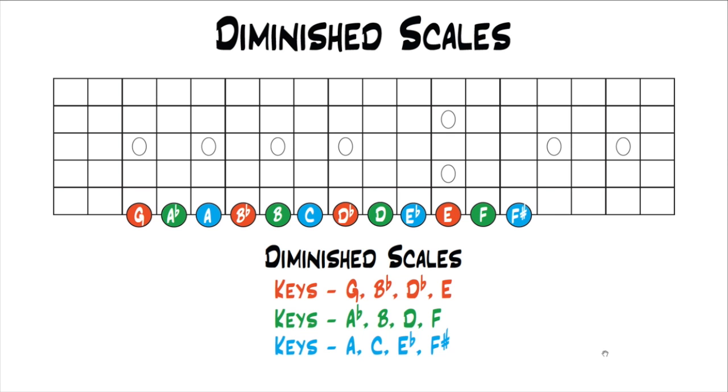And you can see that's the same way the diminished scale keys work, because if you played a diminished scale starting on G, you'd also have the B flat, D flat, and E diminished scales. If you played it starting on A flat, you'd also have the B, D, and F diminished scales. And if you played it starting on A, you'd also have the C, E flat, and F sharp diminished scales. So it works the same way.